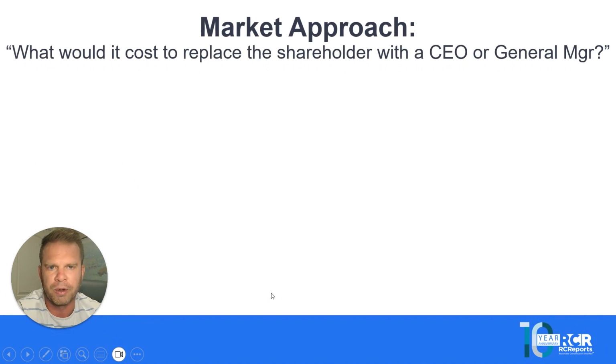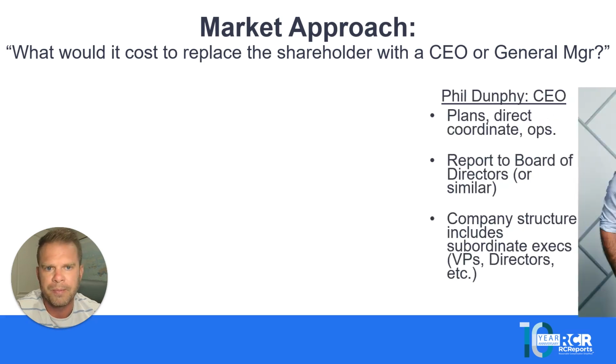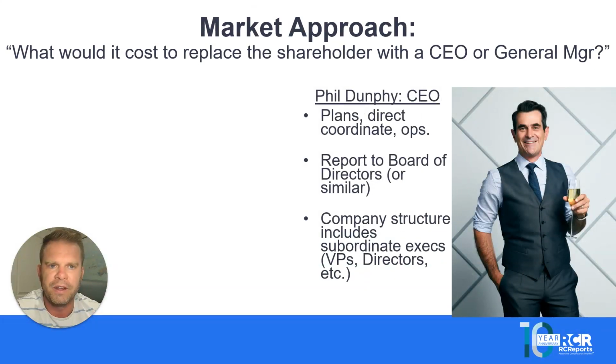Next, let's look at the market approach. The market approach answers the question of what would it be to replace the shareholder with a CEO or general manager. The big difference between the cost approach and market approach, the cost approach is looking at the various roles and services. The market approach is just looking at what the cost of a CEO or a general manager would be. Here we have Phil Dunphy, who is an acting CEO for his company.